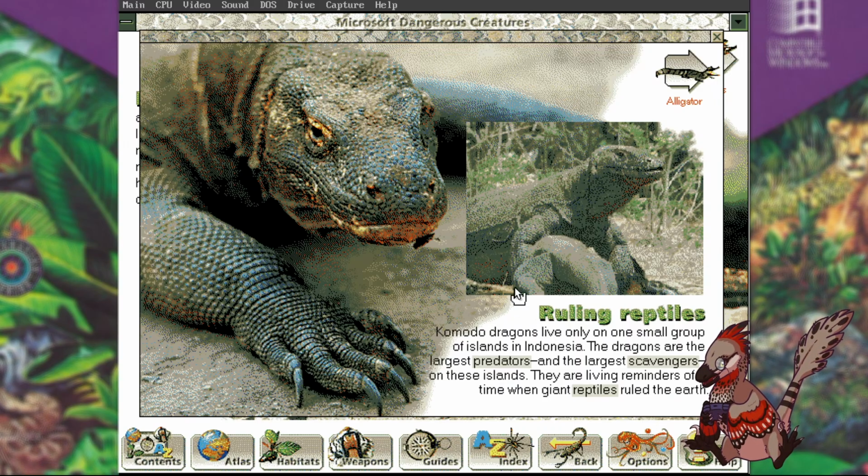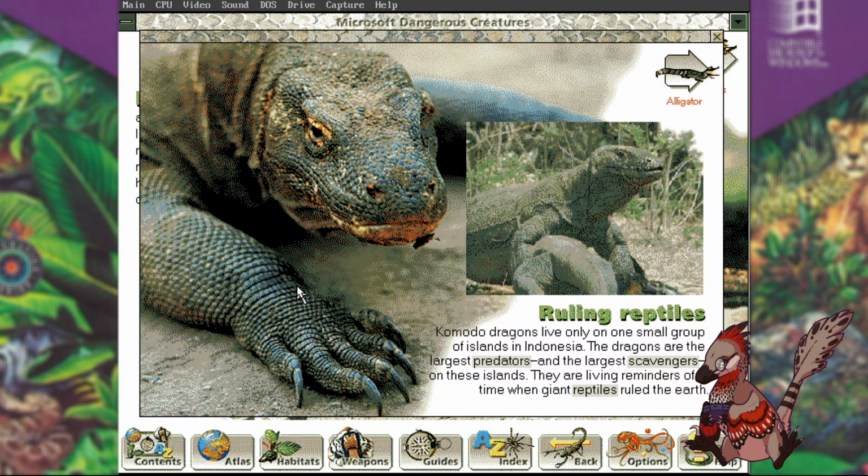Ruling reptiles. Komodo dragons live only on one small group of islands in Indonesia. The dragons are the largest predators and the largest scavengers on these islands. They are living reminders of a time when giant reptiles ruled the earth.